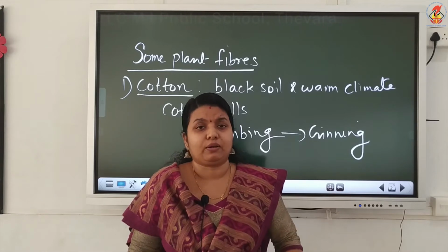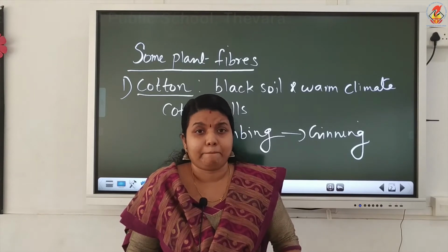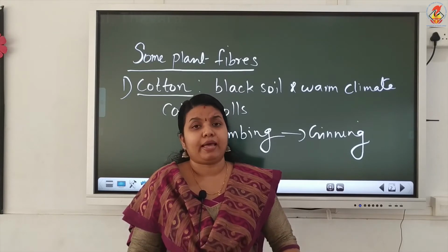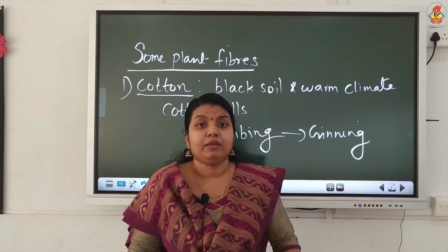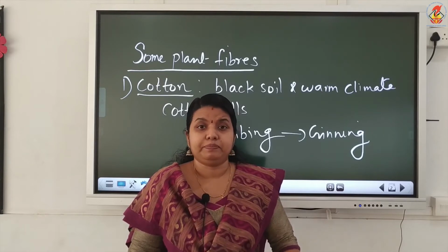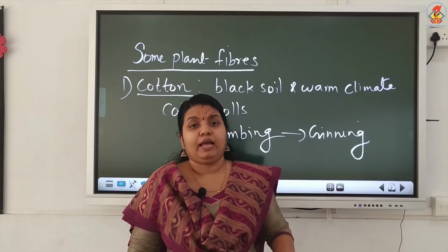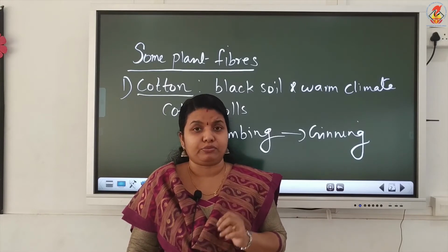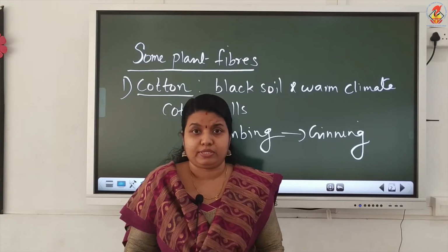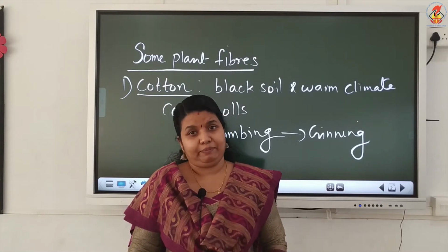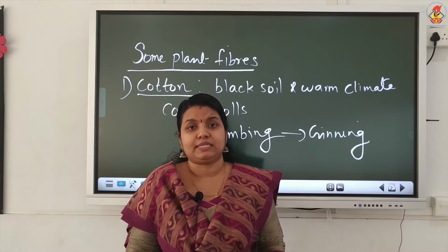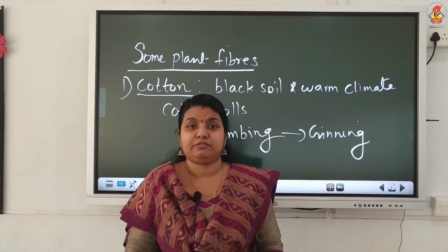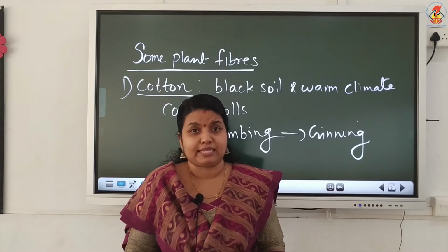So that is how we get cotton fibers from cotton plant. Cotton plants are grown in places having black soil and warm climate. Cotton is usually obtained from the fruits of the cotton plant, called cotton bolls, about the size of a lemon. Once matured, they burst open, and inside you can see the seeds covered with fibers.